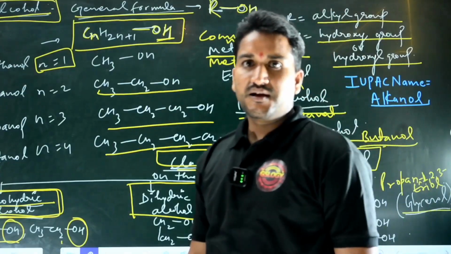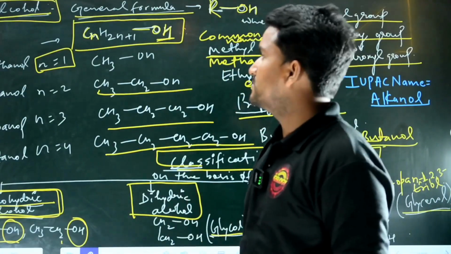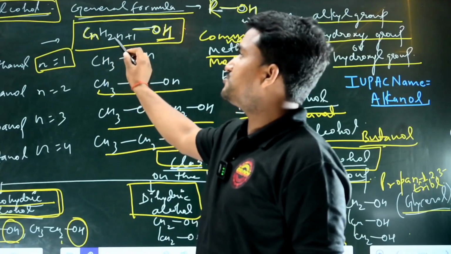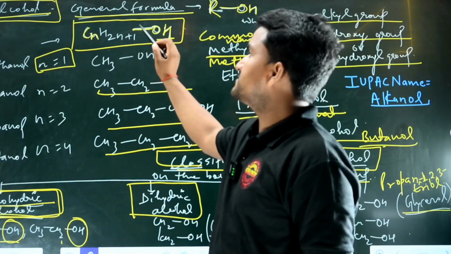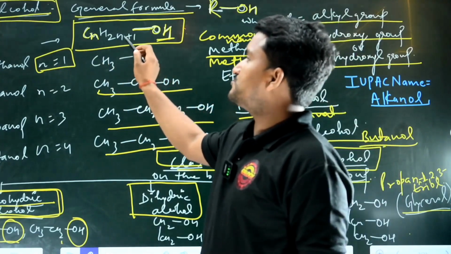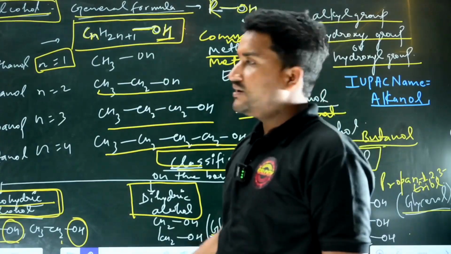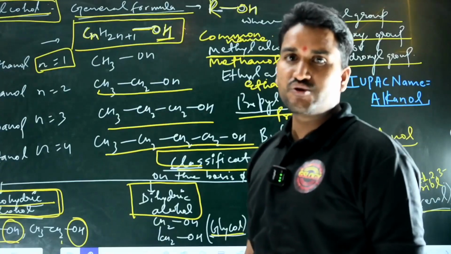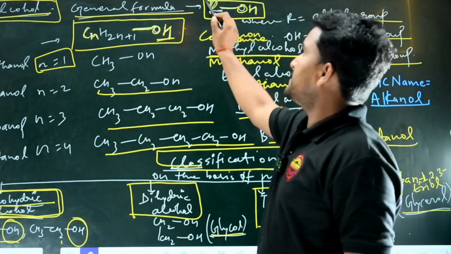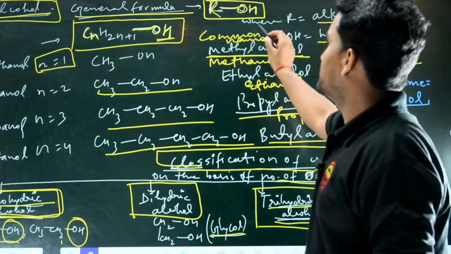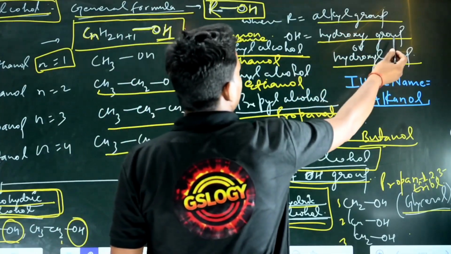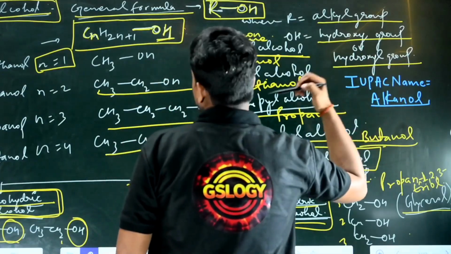You know very well, alcohol is an organic compound, and the general formula of alcohol is CnH2n+1-OH, okay? Where CnH2n+1 represents the alkyl group and OH represents the hydroxy group or hydroxyl group, and it is represented in this way: ROH, where R is the alkyl group and OH is the hydroxy group. It is also called the hydroxyl group.